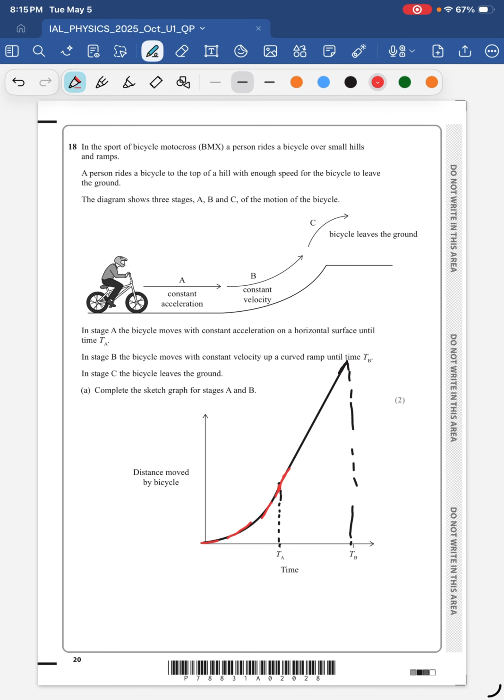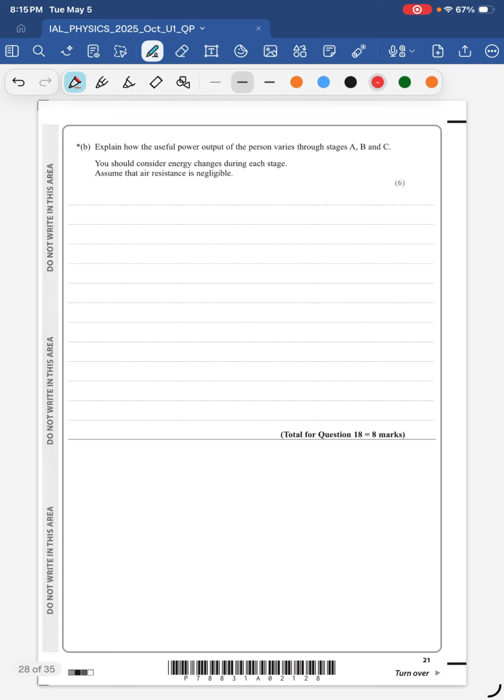All right, let's move on to part b. This is a long writing problem now. Explain how the useful power output of the person varies through stages A, B, and C. You should consider energy changes during each stage. Assume that air resistance is negligible. Okay, so let's start with stage A.